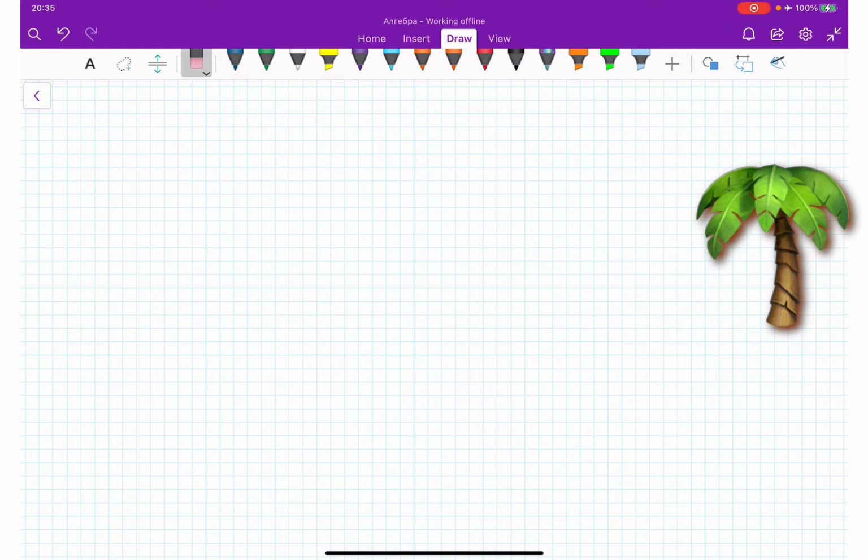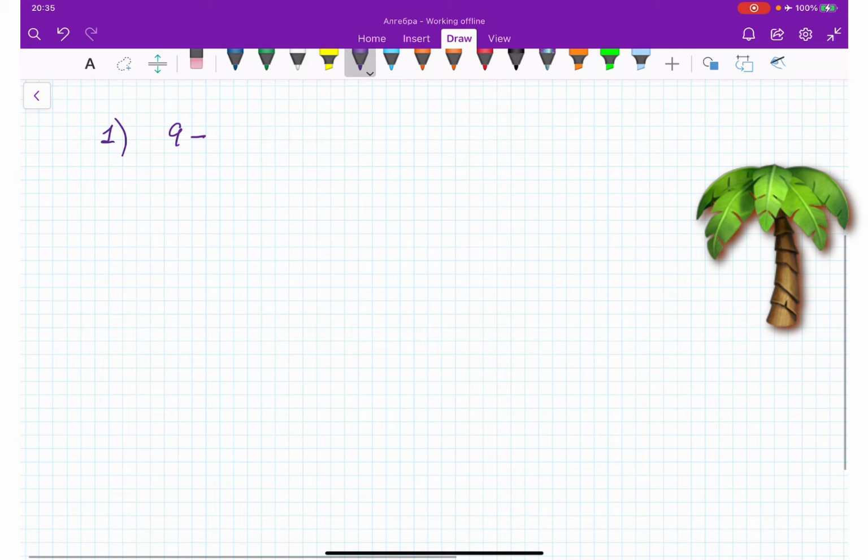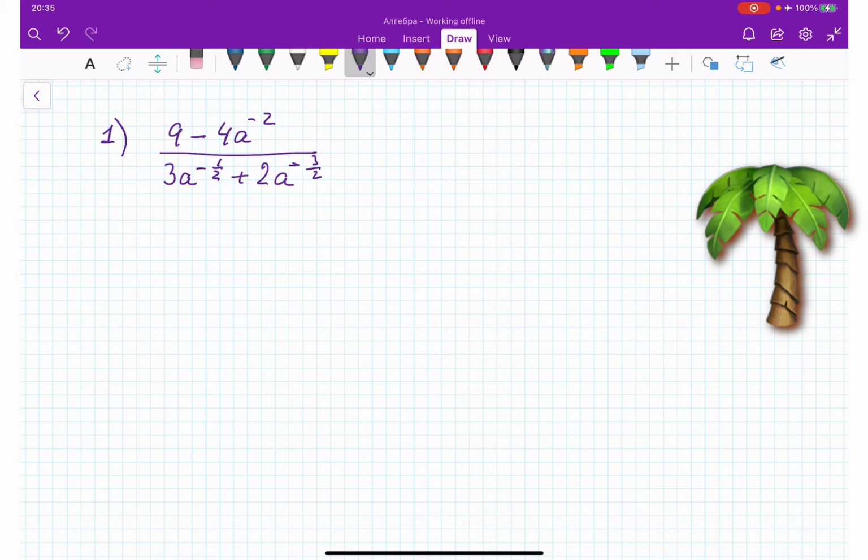Okay, let's simplify the rational expression. So we have 9 minus 4a to the power negative 2, over 3a to the power negative 1/2 plus 2a to the power negative 3/2, minus 1 plus a to the power negative 1 minus 6a to the power negative 2, over a to the power negative 1/2 plus 3a to the power negative 3/2.